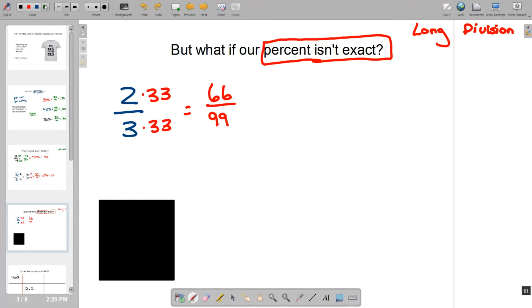Because you can always work with long division to convert this back into a decimal. So I have 2 divided by 3, so I have to write 2 divided by 3.